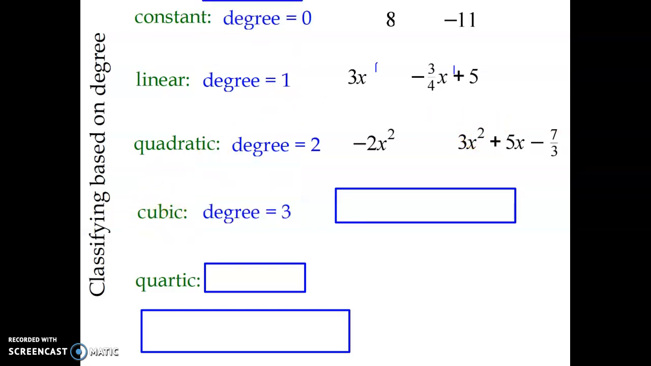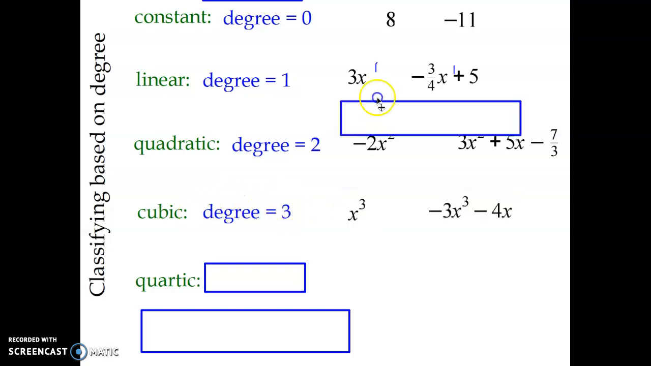Cubic. Cubic has degree 3. If you think about how a cube in geometry has 3 dimensions, that'll help you remember that it's degree 3. And here's a couple of examples. Here's a monomial that's degree 3. This one has 1, 2 terms, so it's a binomial with degree 3. I just picked the biggest. I know this one has an understood 1. That's a 3. 3 is the biggest, so this binomial has degree 3.